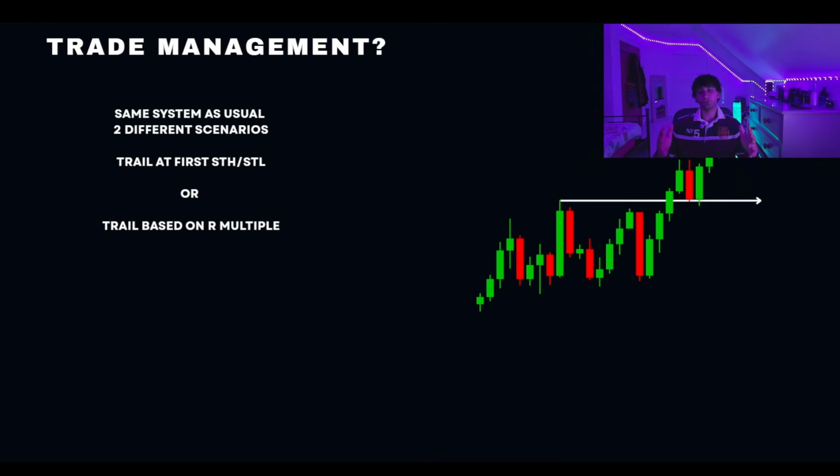So those are 2 different scenarios. You either use the same system where you trail at the first short-term high because you believe something's going to happen, or you believe that's the most appropriate way of managing this position, or you use the point of trailing based off R multiple, and if you feel like that's the correct decision for the trade, then go for it.